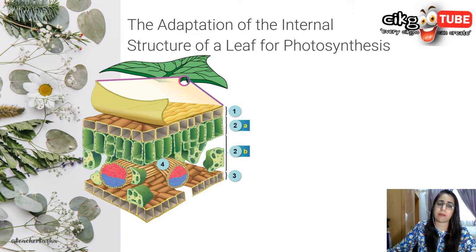Beneath the palisade mesophyll, they have spongy mesophyll. These are irregular spherical shaped cells, loosely arranged, with a lot of large air spaces to facilitate the diffusion of carbon dioxide and also oxygen. So let's go through them one by one.